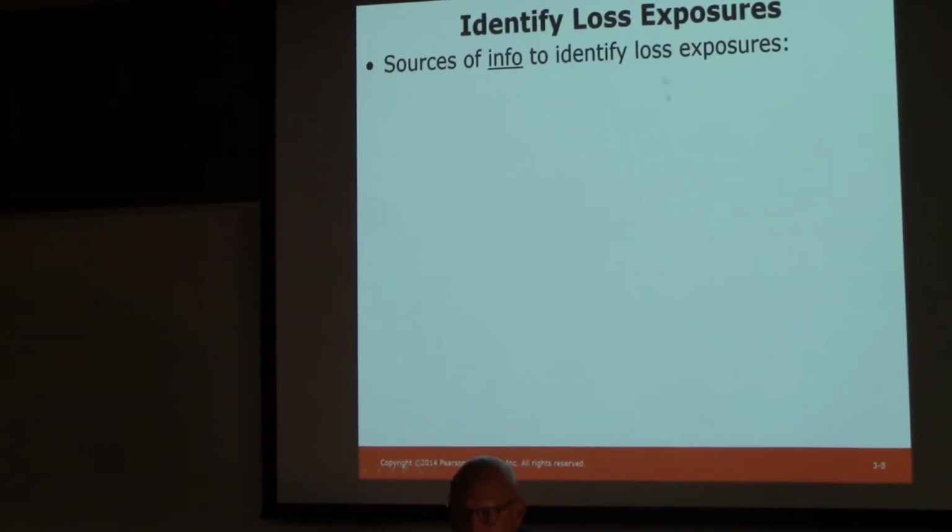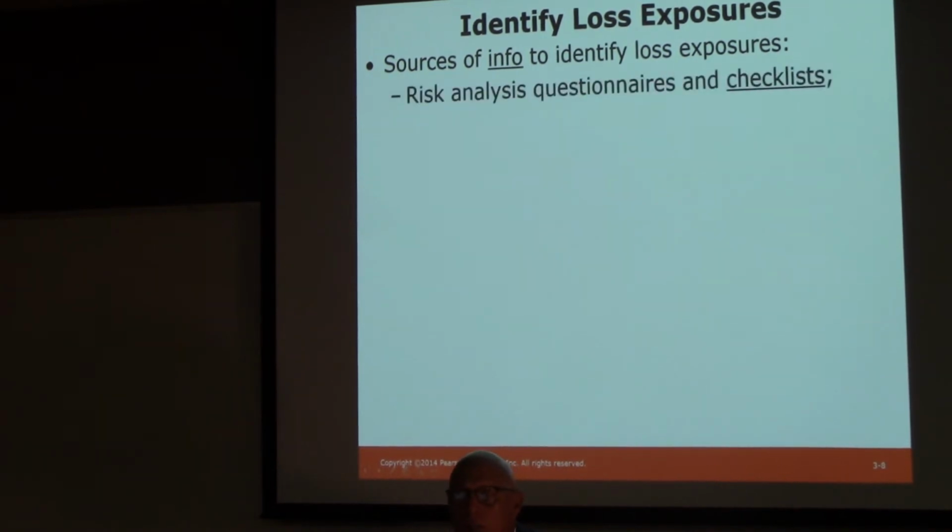There are sources of information to identify loss exposures. Most risk managers use questionnaires and checklists. They submit these to key employees who understand their various areas, so that the employees can sit down and systematically go through and identify what the company's doing in their area and what the potential risk exposures could be. And then you, as a risk manager, go in and physically inspect the operation.